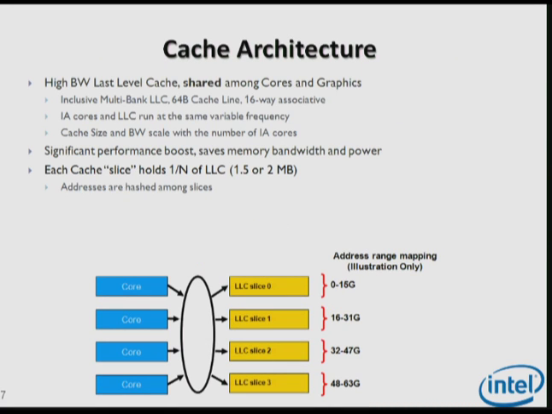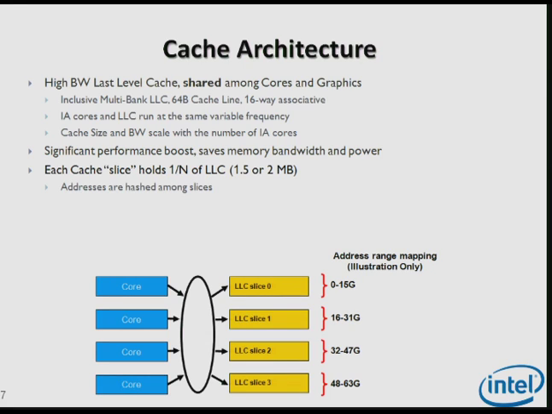The first part of the microarchitecture is the cache. We have a high bandwidth last level cache. It is shared among all the cores and the processor graphics. It is an inclusive multi-bank cache, 64-byte cache line, 16-way associative.